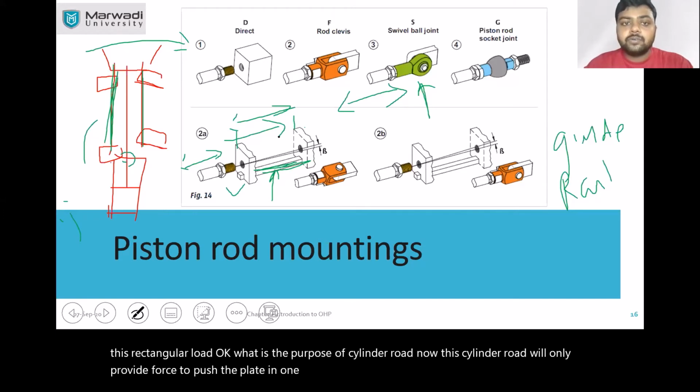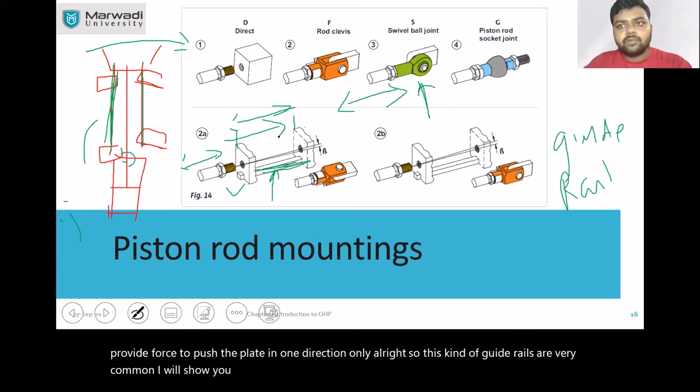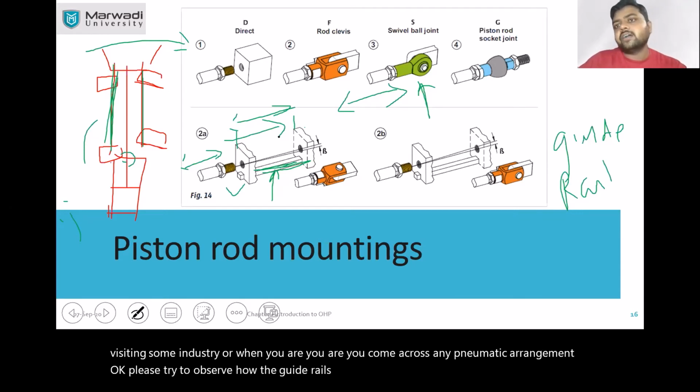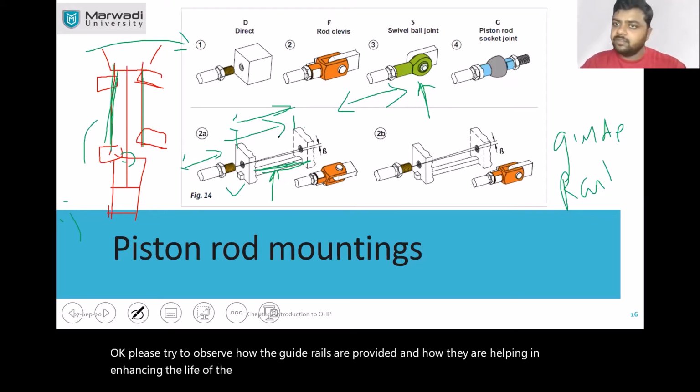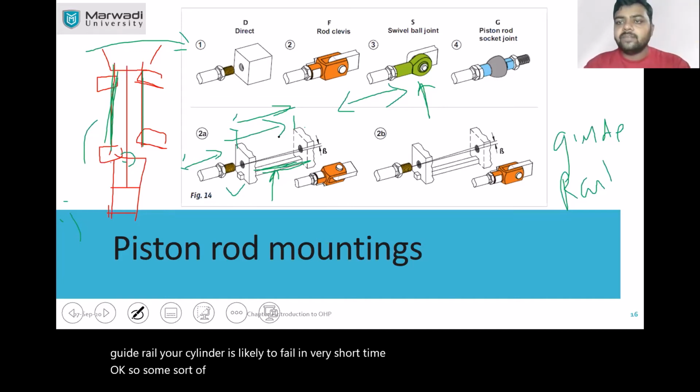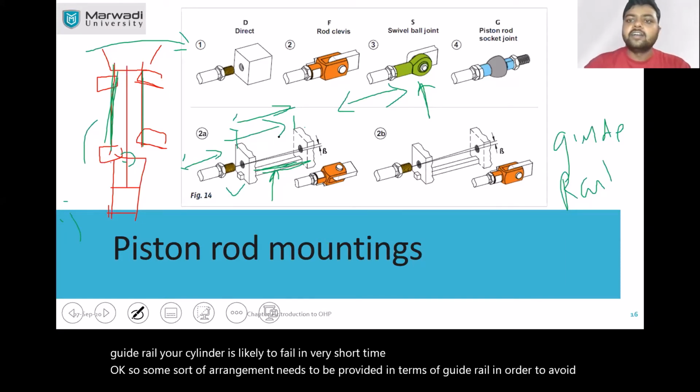All right, so this kind of guide rail is very common. I will show you some examples also. But whenever you are visiting some industry, or when you come across any pneumatic arrangement, please try to observe how the guide rails are provided and how they are helping in enhancing the life of the pneumatic cylinder. Without the guide rail, your cylinder is likely to fail in a very short time. So some sort of arrangement needs to be provided in terms of a guide rail in order to avoid any kind of loads that are acting in other directions.